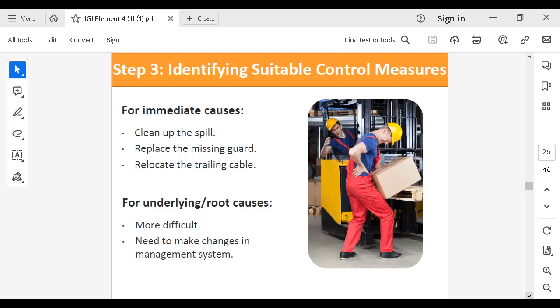For underlying or root causes, this is more difficult and needs changes in the management system. For underlying causes, we will check whether the workers were trained and whether the risk assessment was prepared. We will check the whole management system: whether the policy of the company is adequate, whether the maintenance record is there, whether the inspection was carried out, and whether the control measures were adequately implemented. We will check the whole health and safety management system for the immediate and the underlying or root causes.